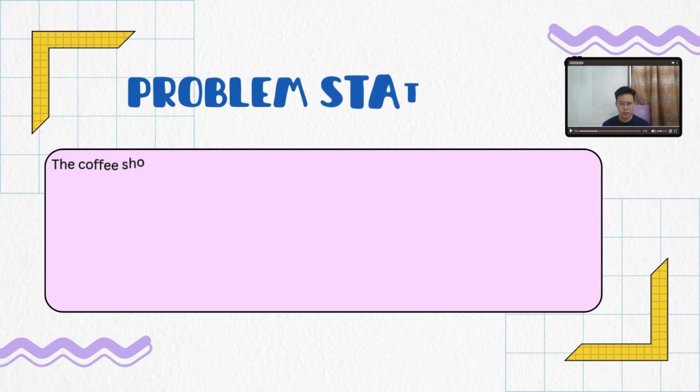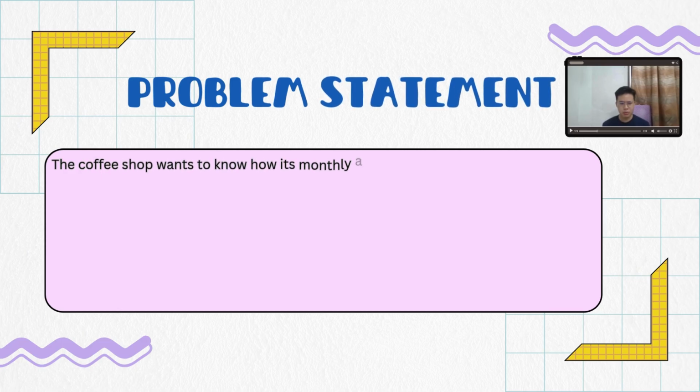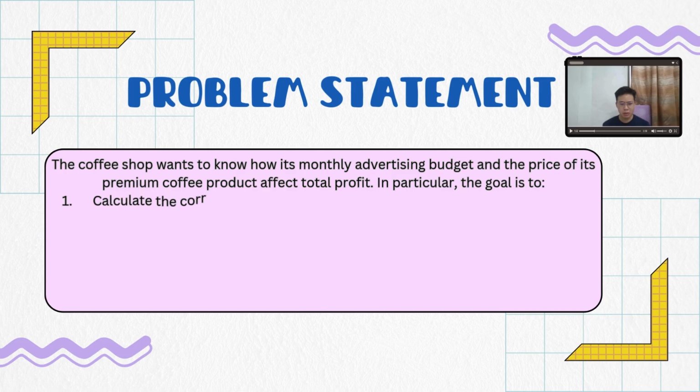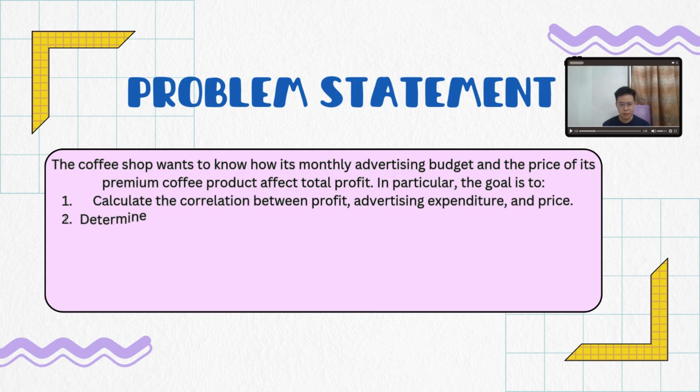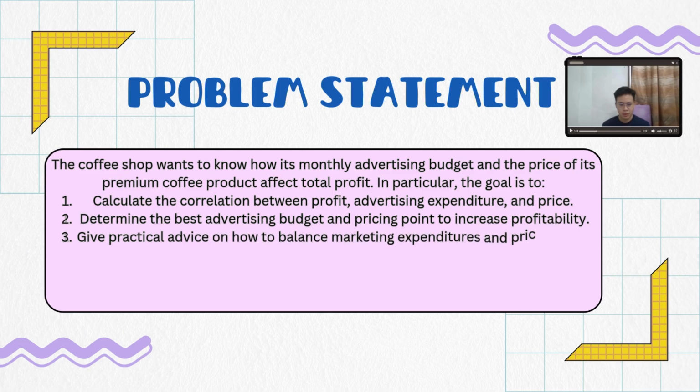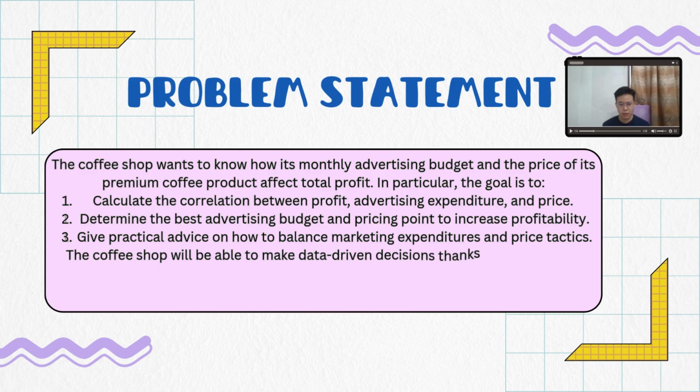For the problem statement, the coffee shop wants to know how its monthly advertising budget and the price of its premium coffee product affect total profit. In particular, the goal is to calculate the correlation between profit, advertising expenditure, and price. Secondly, the goal is to determine the best advertising budget and the pricing point to increase profitability. Lastly, the goal is to give practical advice on how to balance marketing expenditures and price tactics.